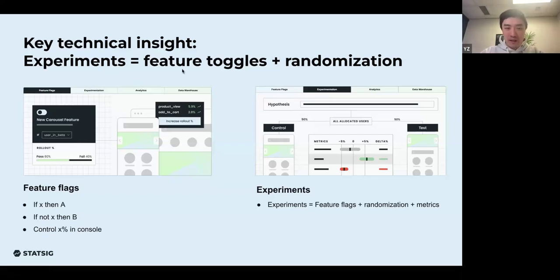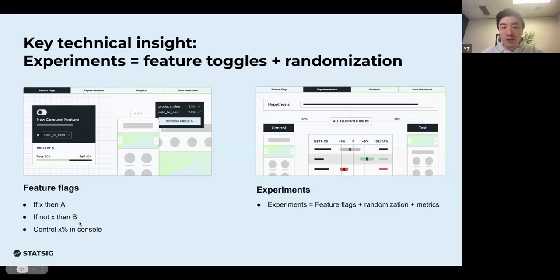For people who didn't hear about feature toggles, sometimes we call them feature flags, sometimes feature gates. It is really a conditional control of who can see your feature. It is as simple as: if I satisfy a certain condition, for example, if I'm a Gmail user, if I'm an employee working in the company, if my country is US, then I go to experience A. If not, then I go to experience B.